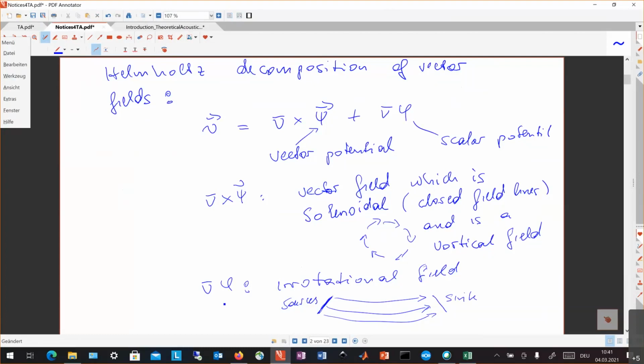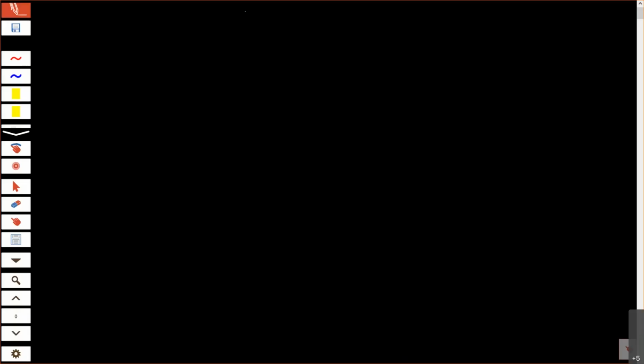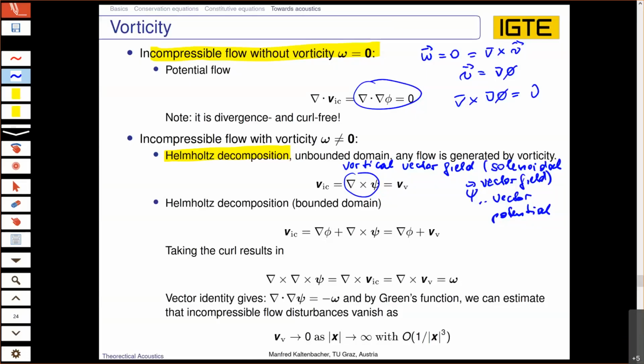Okay, so if we go back, then we can use this information. So we can see that for an incompressible vector field, in our case an incompressible velocity field, as written here.